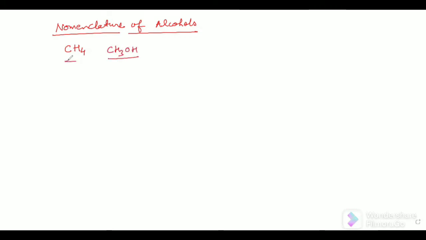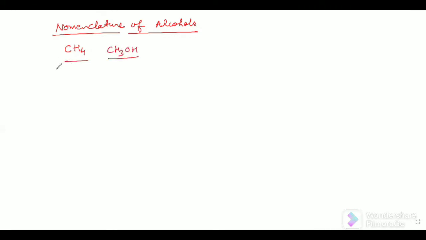Hello everyone. Today in this video we are going to discuss the nomenclature of alcohols. In the previous video we discussed the introduction to alcohols, phenols and ethers. First of all, we obtain alcohol when one hydrogen of an aliphatic hydrocarbon is replaced with an OH group. We are going to get alcohol.